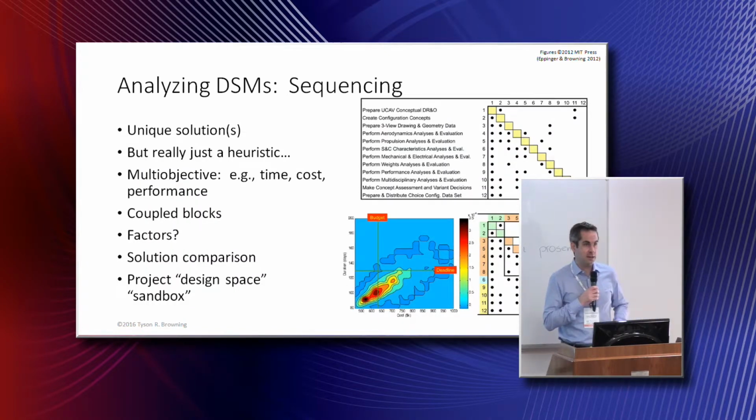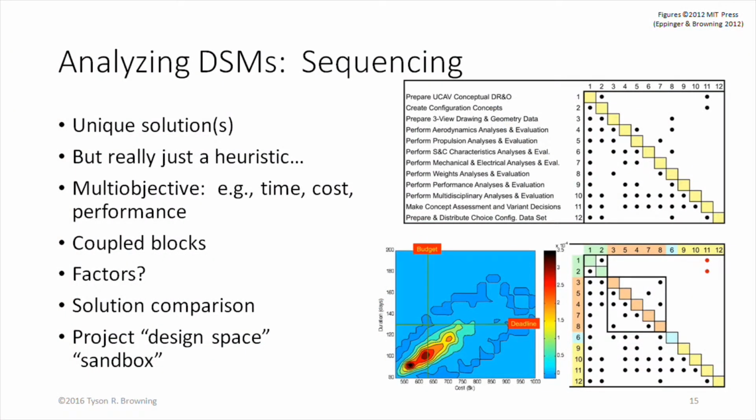So what about sequencing? Sequencing is how we typically begin to analyze process DSMs. The good news is that there is a first step that we use that gives a unique solution that identifies what we call strongly coupled components, or coupled blocks, along the diagonal in the DSM. However, it's really just a heuristic, because minimizing feedback loops is usually desirable, but it's not always the optimal answer. We can show cases where more rework is better.